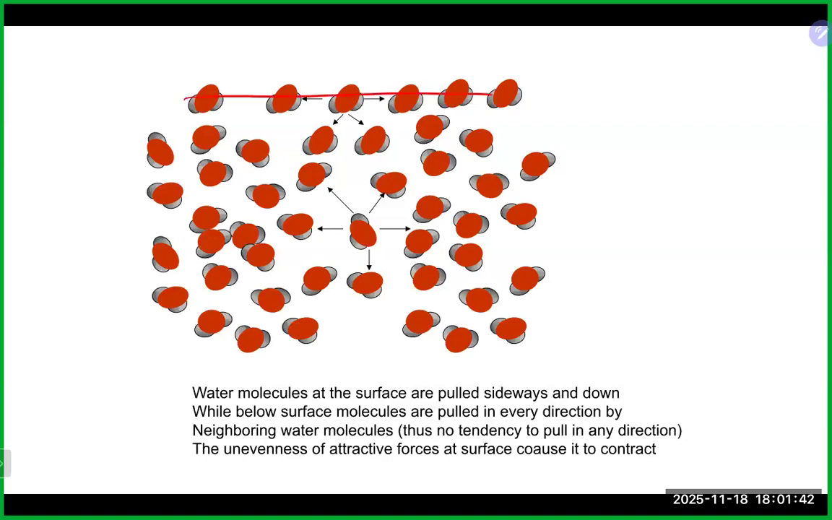The attraction on the top layer is kind of left and right and down, as opposed to something in the middle where it's going to feel sort of, let's say, equal attraction, but attraction all the way around the molecule. And that is what kind of spreads out the surface.